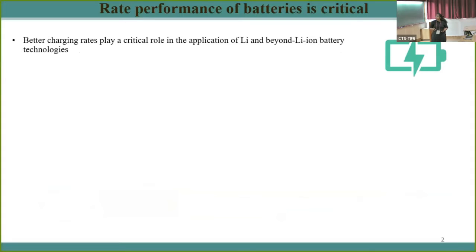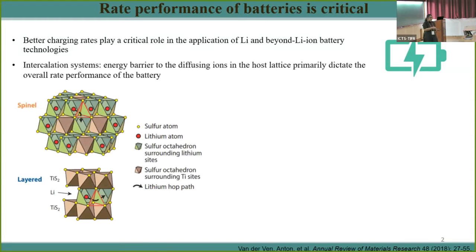Let's get started. So the rate performance of a battery is typically related to the time scales associated with ionic or charge transfer in host structures like an electrode or an electrolyte. And it's an important performance determining metric because it affects the application of lithium ion and beyond lithium ion battery technologies in general. And when we're talking about electrode and electrolyte systems, we usually see intercalation systems like spinel or a layered framework. And when you're talking about how diffusion happens here, the activation energy required for the diffusion in these structures essentially affects the rate performance of the battery.